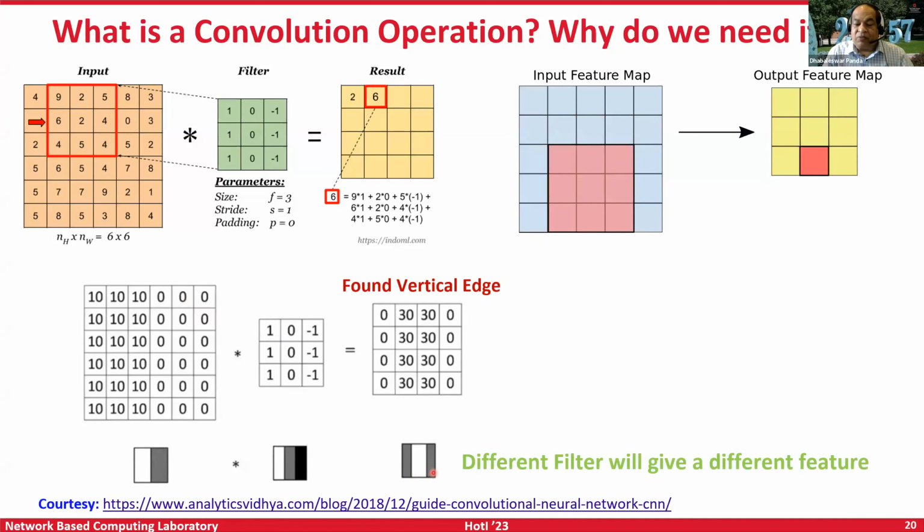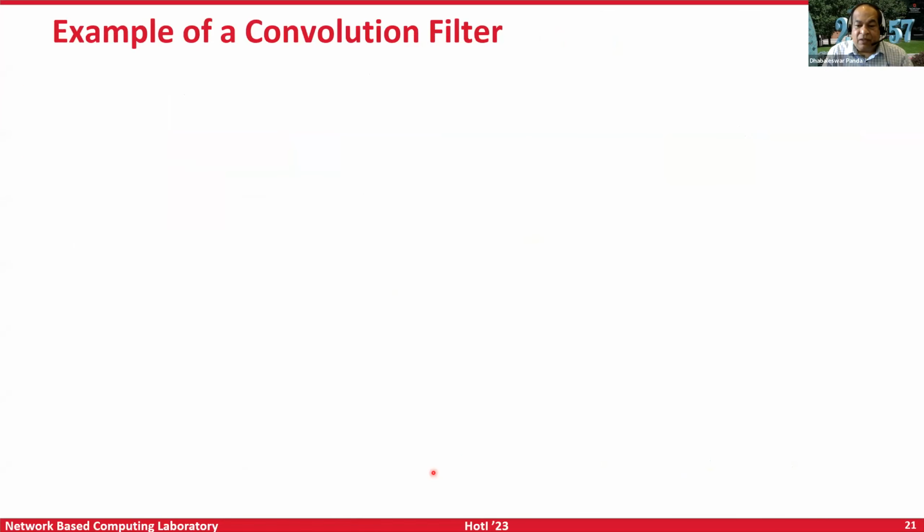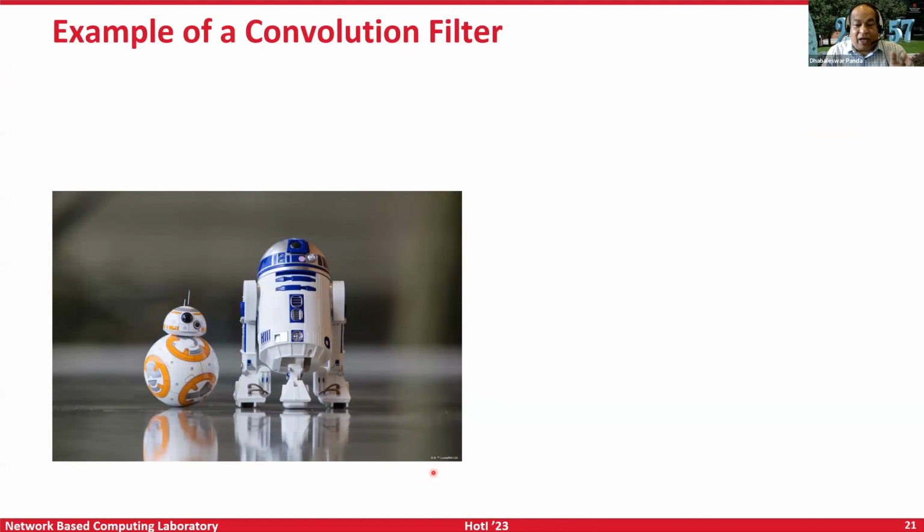And this is how computer vision people have been working over the years. This is a very simple example of a vertical edge. You can get a horizontal edge, you can get a circle. Once you get all these kinds of shapes, then you try to build the feature map and then come up with the complete description. So I'll end this section.